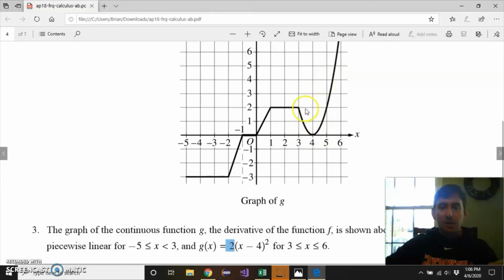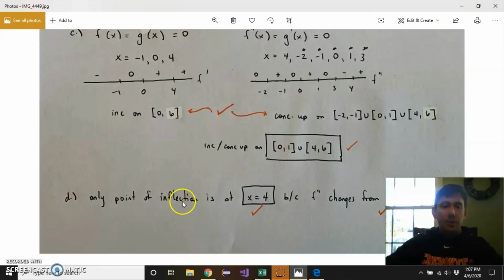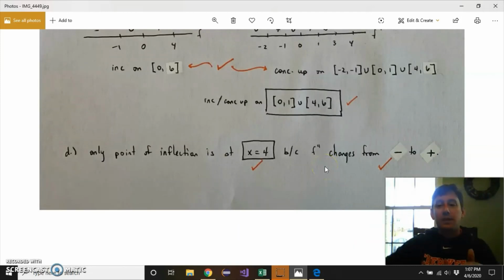That's a point of inflection because you went from concave down to concave up. Here you went from no concavity to concave up, to no concavity, to concave up, to no concavity, to concave down, to concave up. This is the only place that you actually change from concave down to up or up to down. So for that reason, this is a 2-point question. The only point of inflection is at x equals 4 because f double prime changes from negative to positive. So 1 point for the answer, x equals 4, and 1 point for justification.